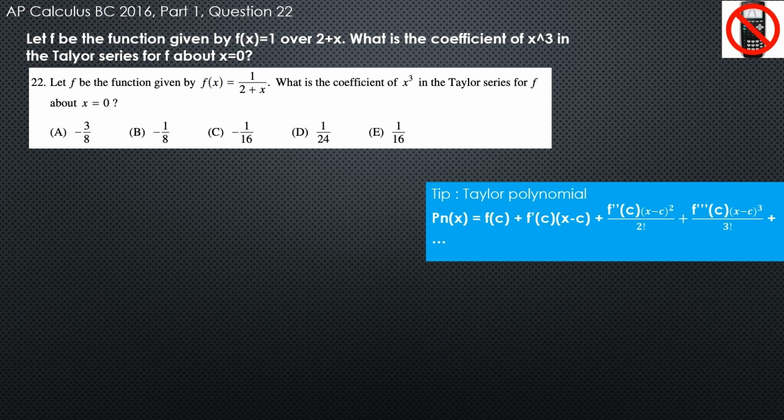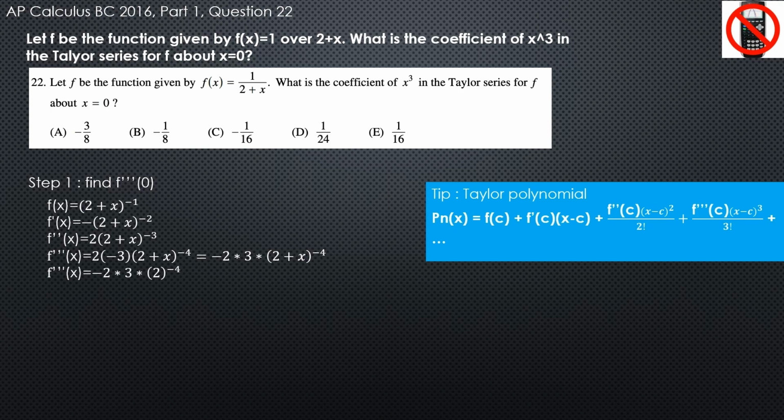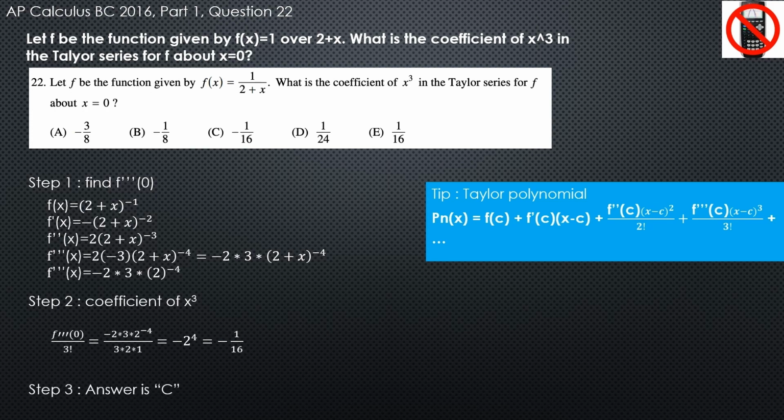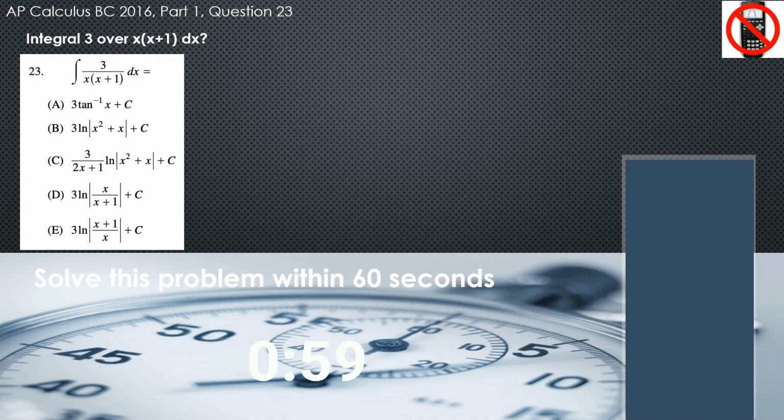Taylor polynomial. Pn(x) equals f(c) plus f'(c)(x minus c) plus f''(c)(x minus c) squared over 2 factorial plus f'''(c)(x minus c) cubed over 3 factorial plus... Step 1. Find f'''(0). Step 2. Coefficient of x cubed. The answer is C. Solve this problem within 60 seconds.